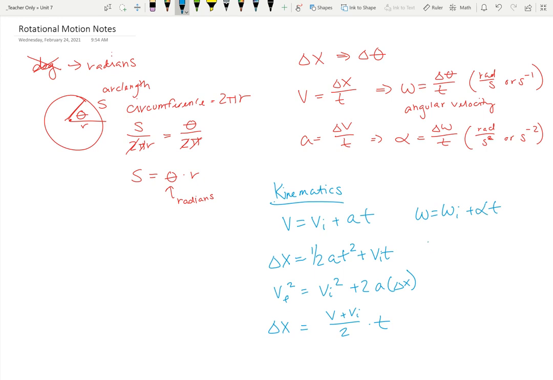For this next one, we're going to have the change in angle. It's going to be 1/2 alpha t squared plus omega initial times t. And I want you to see, could you translate these next two? I will write these in after I'm done with the lecture, so you can check back here on the notes. Let's see if you can translate those next two equations.